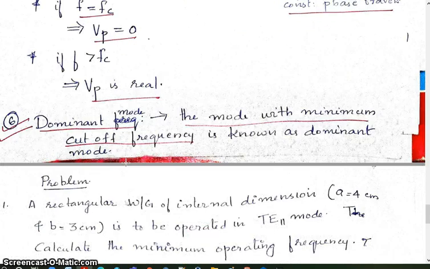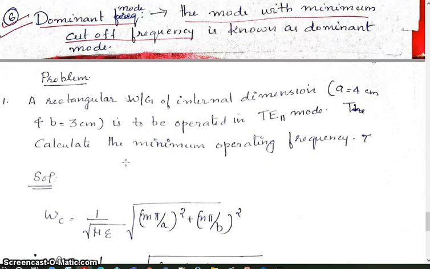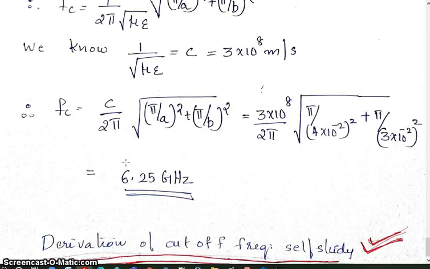Next term is dominant mode. The dominant mode is a mode with a minimum cutoff frequency. The mode which has the minimum cutoff frequency is known as the dominant mode. The derivation of cutoff frequency you can do as self-study.